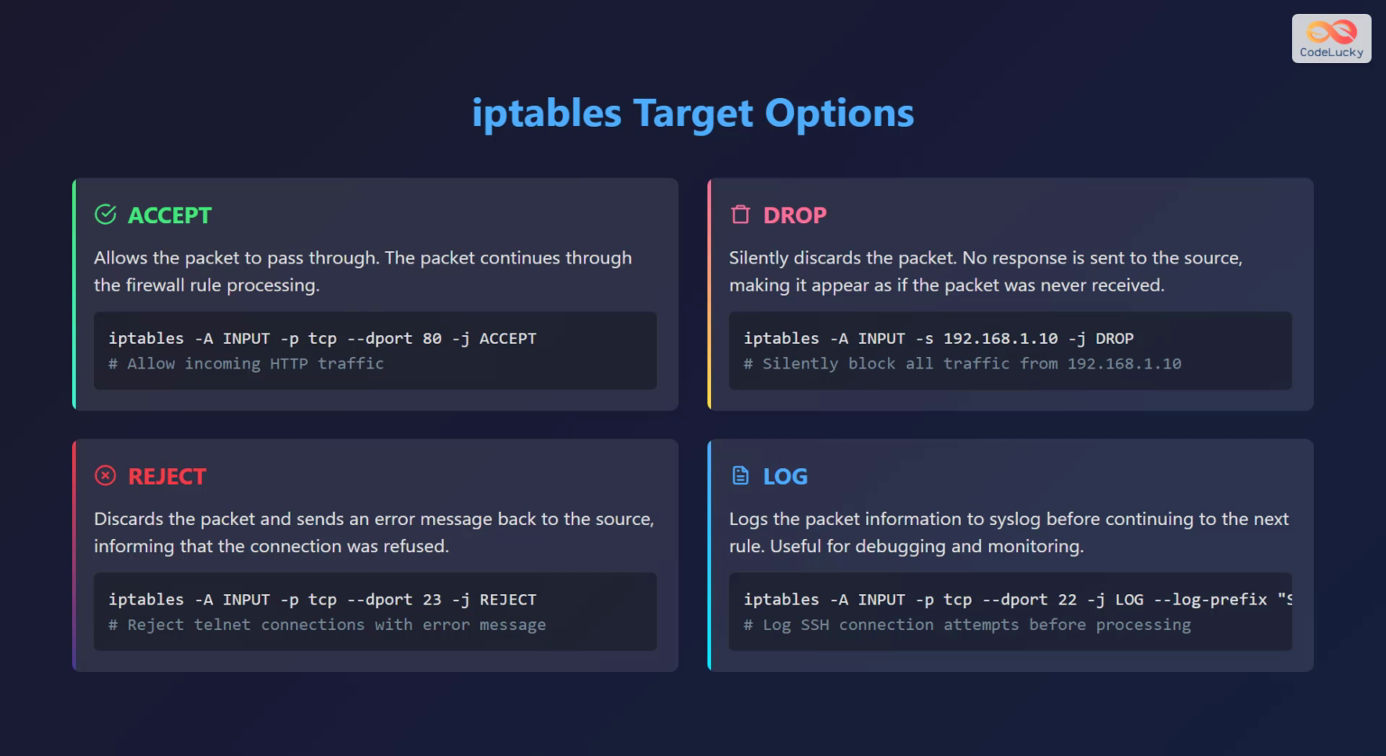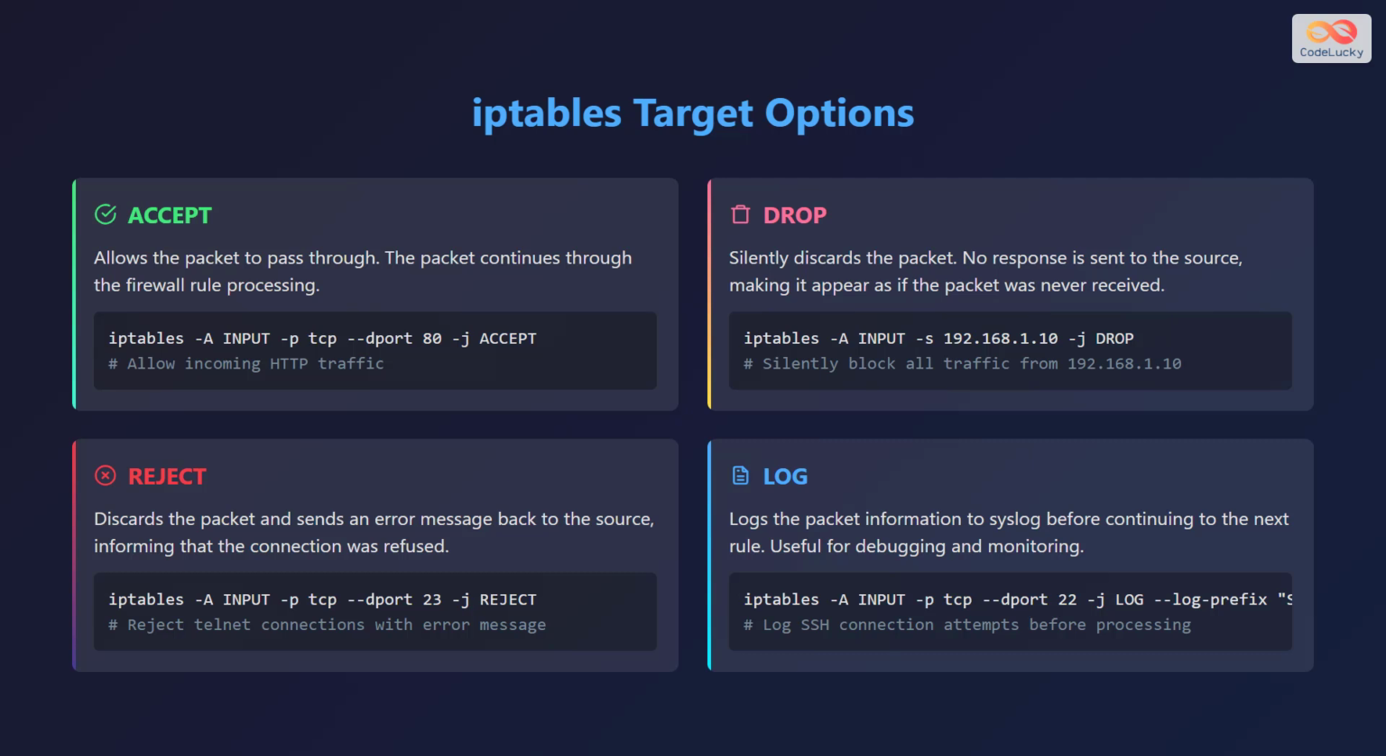DROP silently discards the packet. No response is sent to the source, making it appear as if the packet was never received. For example, iptables -A INPUT -s 192.168.1.10 -j DROP, which silently blocks all traffic from 192.168.1.10.